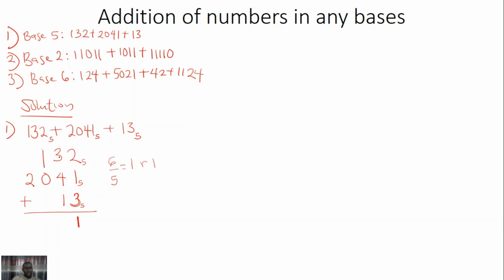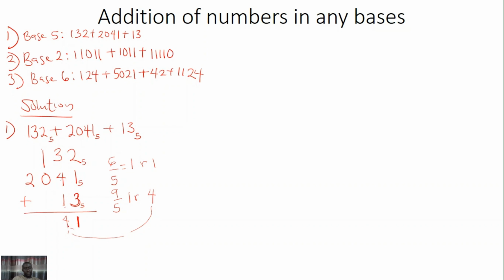So that 1 will be added to 3, making it 4. 4 plus 4, that is 8. 8 plus 1, that is 9, right? Now, instead of writing 9 here, we are going to divide 9 by 5. When we divide 9 by 5, it gives us 1, remainder 4. What we're going to write down is 4 instead of 9, and don't forget that 4 is the remainder here.